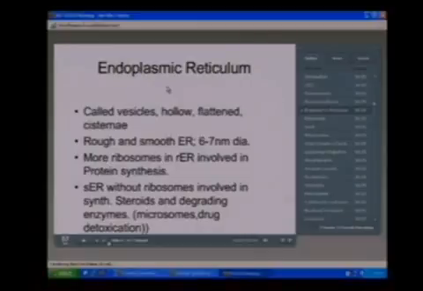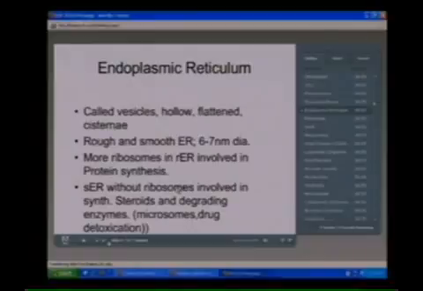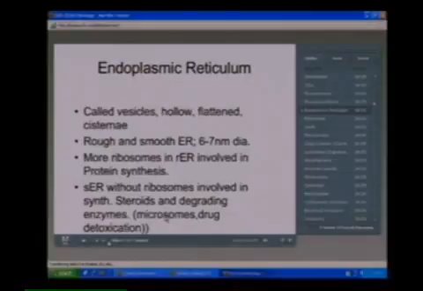They are also called vesicles, hollow, flattened cisternae, with rough and smooth endoplasmic reticulum, 6 to 7 nanometers. In RER, the small r denotes ribosomes, the rough endoplasmic reticulum, and in SER, the S stands for smooth, without ribosomes and involved in the synthesis of steroids and degrading enzymes.